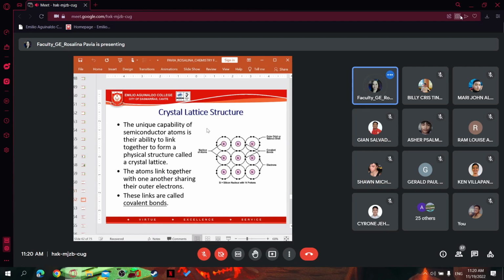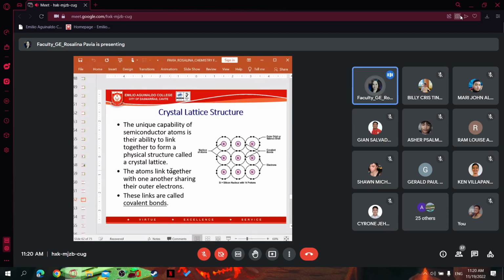Okay. Let us consider the crystal lattice structure of silicon, as you can see from the figure. The unique capability of semiconductor atoms is their ability to link together to form a physical structure called a crystal lattice. Di ba? We took up the crystal lattices of the different metals doon sa molecular materials part 1. Either it's cubical or rhombic. Remember?